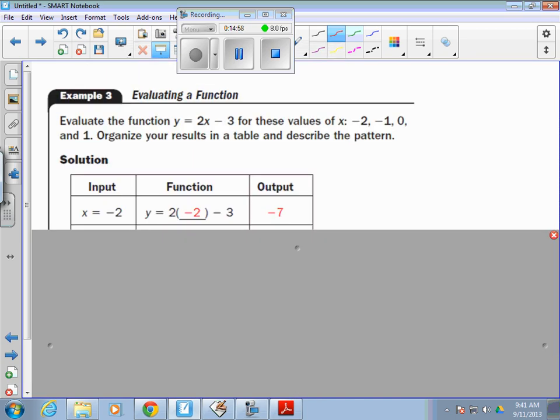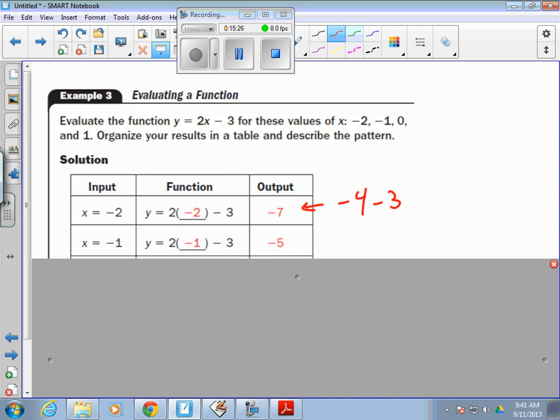And then we evaluate the function, just like the bell ringer where it says evaluate y equals 2x minus 3 for the values negative 2, negative 1, 0, and 1. So your input is negative 2. You plug it in place of x. 2 times negative 2 is negative 4. Just do the intermediate step out here on the side. Negative 4 minus 3 gives you negative 7. That's the hardest one because it's a negative 2.